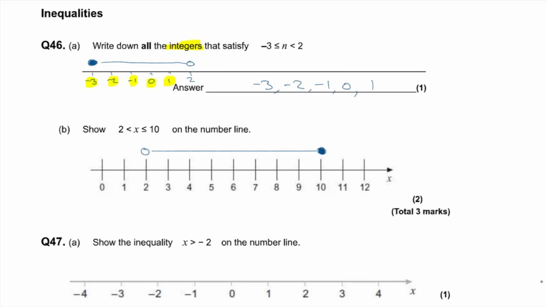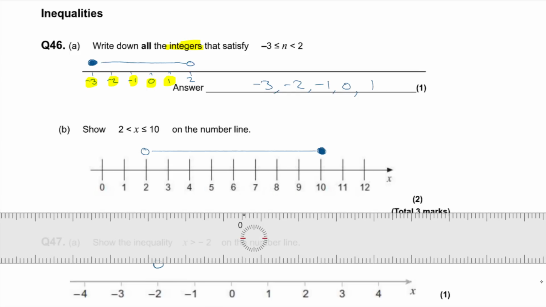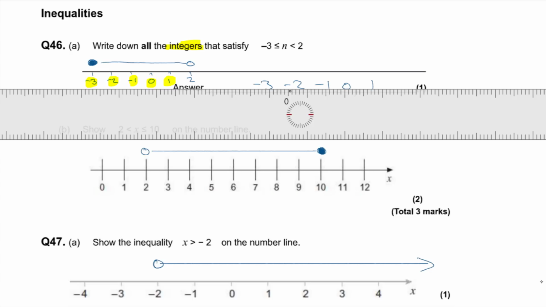47a says show the inequality x is greater than minus 2 on the number line. Okay, so similar thing. I'm going to have a circle at minus 2. Now I haven't got another circle it joins up to. So just in this one, I'm just going to draw an arrow that continues infinitely off the end of the line in that direction.